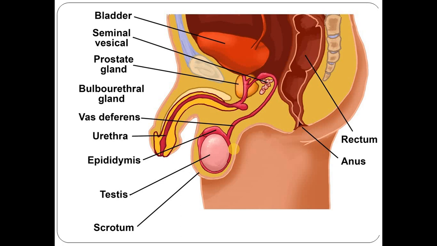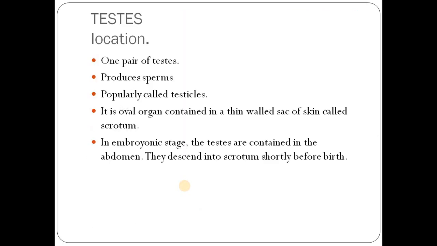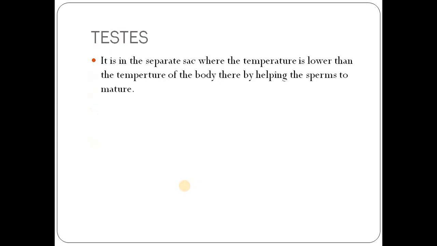Otherwise, if at the time of birth the testis fails to descend down into the scrotal sac, then that particular male is incapable of producing sperms, and is sterile. Am I clear? So this is really important. Okay, so we have talked about the testis location.